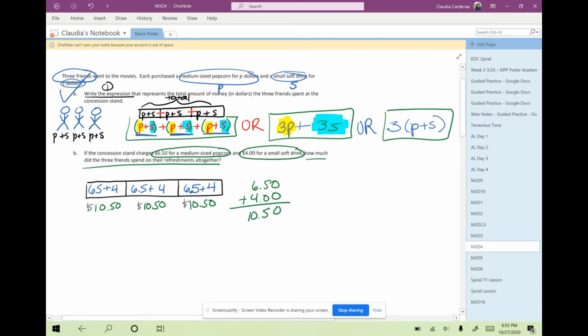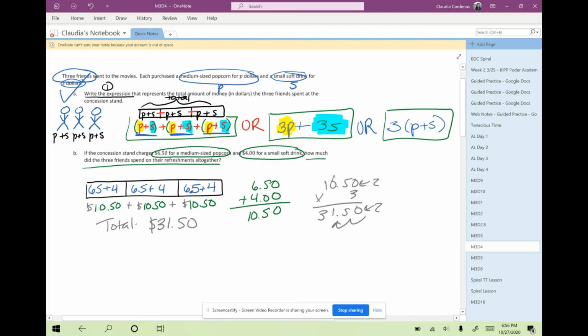So since there are 3 friends, what do we need to do to find the total? Well, we could add $10.50 3 times, or because we know multiplication makes things a lot quicker, we could multiply by 3. And I see there are 2 numbers behind the decimal point. So our ultimate total is a cost of $31.50. So that means the total amount of money spent on popcorn and soda for the 3 friends cost us $31.50.